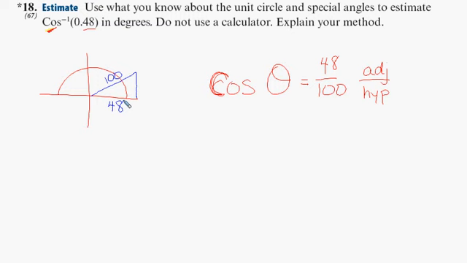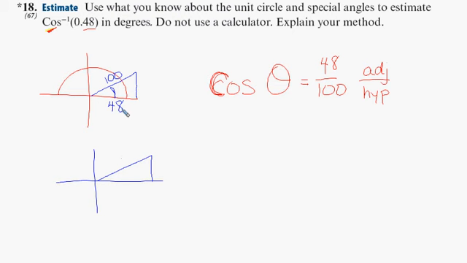And it says we're not allowed to use a calculator, which is just an unfortunate situation because it'd be so easy to just plug this into your calculator and figure out what it is. But let's think about what we know about reference triangles. Okay, so this is almost a 1 to 2 ratio. You see that 48 is almost half of 100.